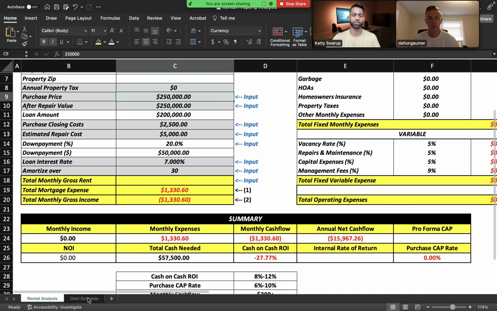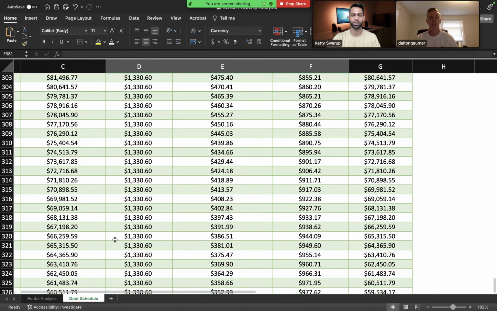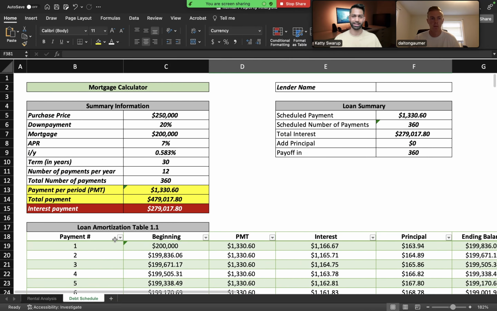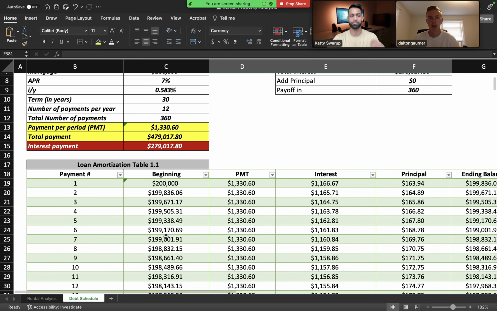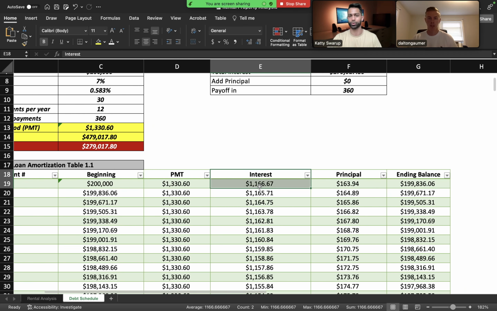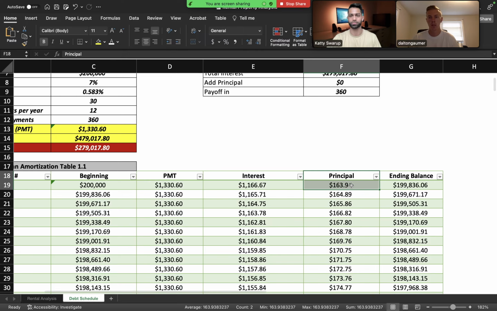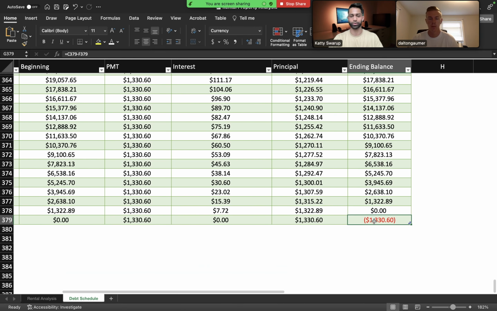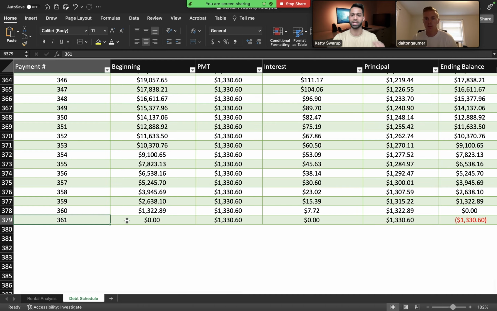We've got another spreadsheet here, which is the debt schedule. If you come down here, this basically shows you the entire amortized debt. This is payment by payment each month, breaking down your beginning balance. You're basically financing $200,000. Your payment's $1,330. How much of that is going towards interest? How much of that is going towards principal? And what's your ending balance? And then coming all the way towards the end, this is when you pay the property off at your payment 361. That's over a span of 30 years.